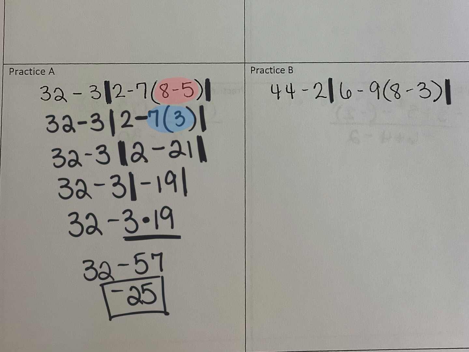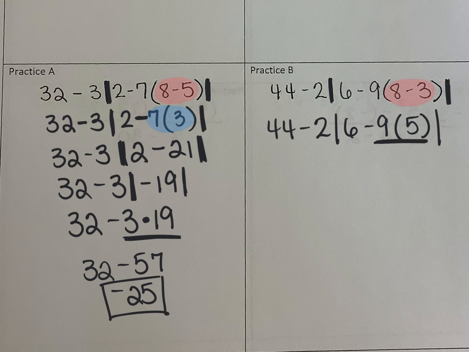Everybody good? All right, when we try B, where do we start? Because this one looks very, very similar to the one we just did. So the steps are going to parallel each other. So what goes first? Inside the absolute value. So I have 44 minus 2, and again, that's going to be the last step you do. I have 6 minus 9, and what am I multiplying 9 by? 5. Then I'm going to go to this multiplication inside. I have 44 minus 2. I have 6. And then 9 times 5 is what? 45, and I'm subtracting it. What's 45 minus 6? Negative 39.